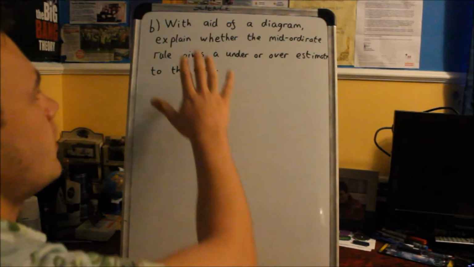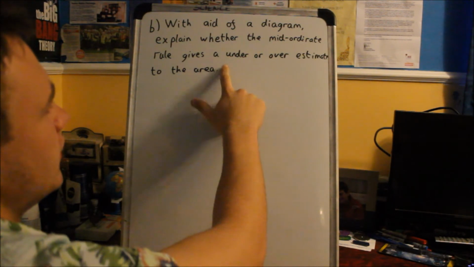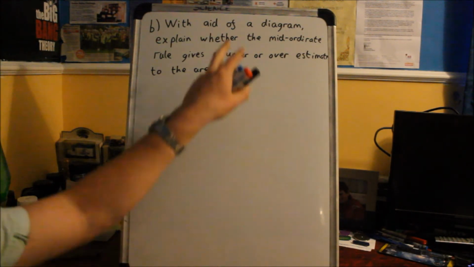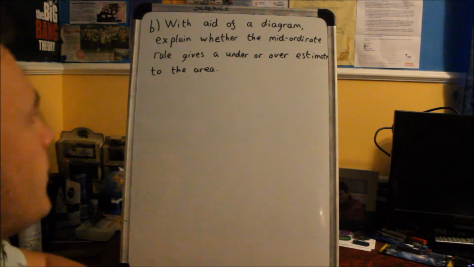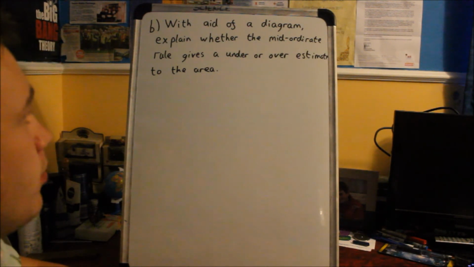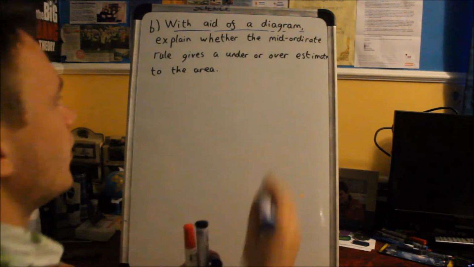So, part B then. With aid of a diagram, explain whether the mid-ordinate rule gives an under or an over estimate to the area. Now those aren't the exact words of the Core 3 paper, but they're pretty similar. There's nothing in the Core 3 paper that masks it up to be anything it isn't, so I simplified the words slightly there. So with aid of a diagram, that should be underlined, whether in your brain or if you actually want to underline it, with aid of a diagram.